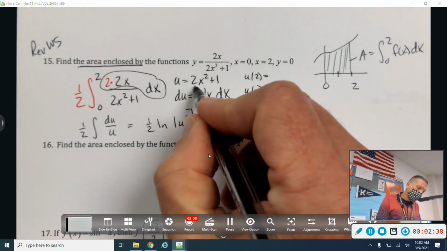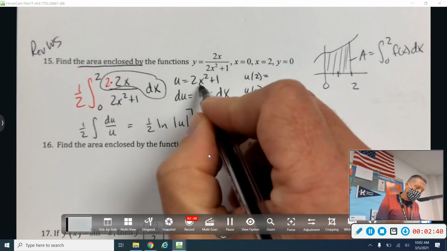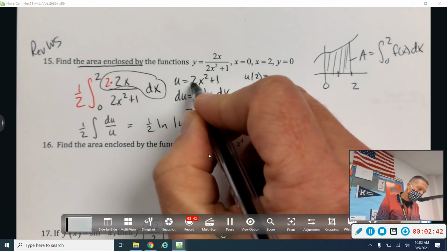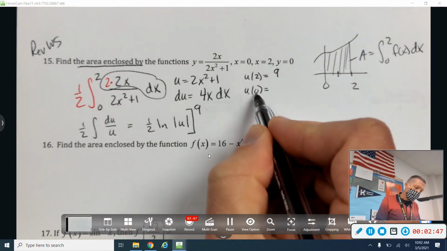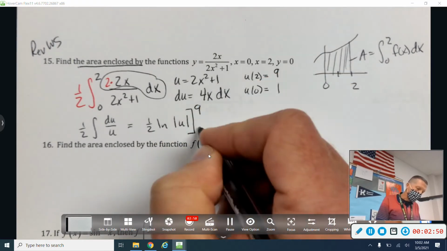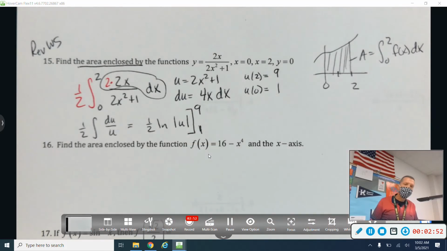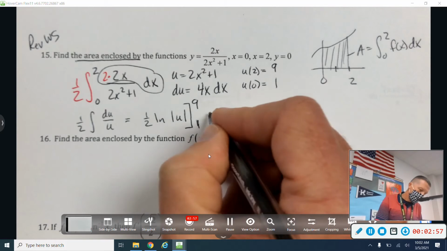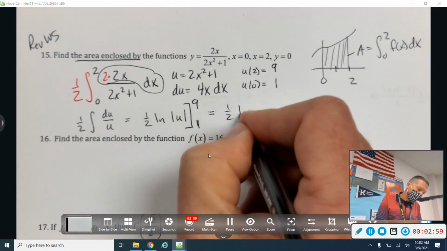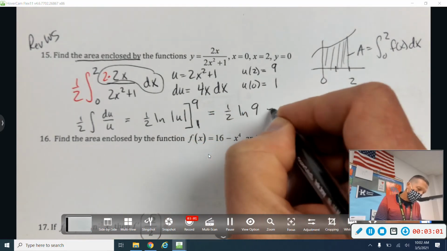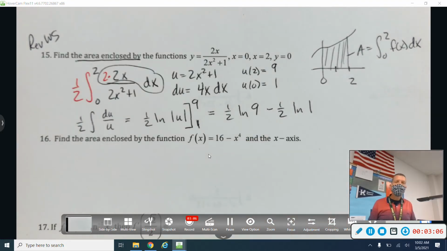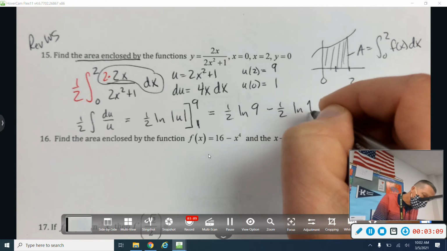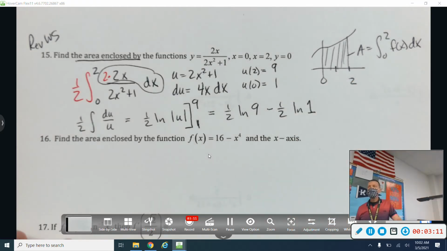So I plug in 2. Oh, careful here. 2 squared is 4, times 2 is 8, plus 1 is 9. Plug in 0. 0 plus 1 is 1. That's an easy one. So 1/2 natural log of 9 minus 1/2 natural log of 1. That is a safe stop.